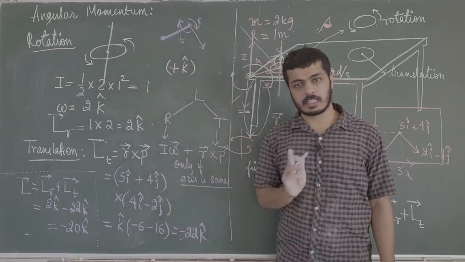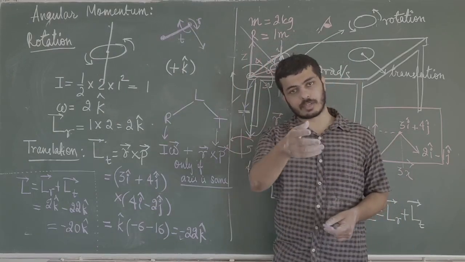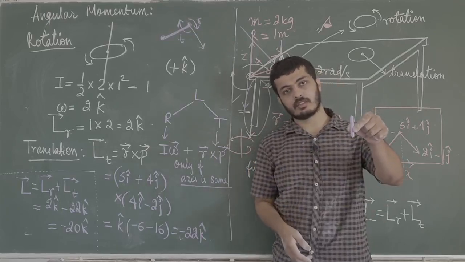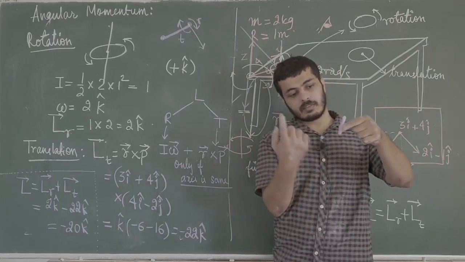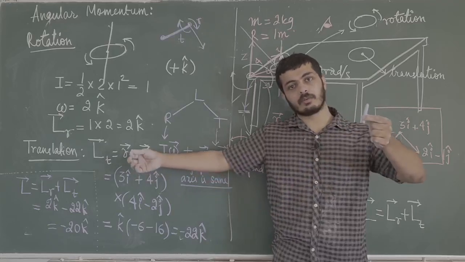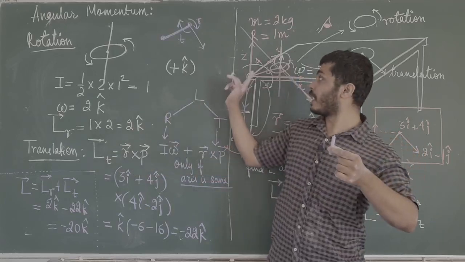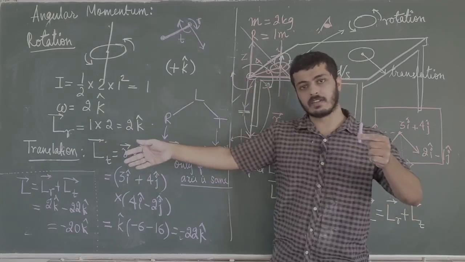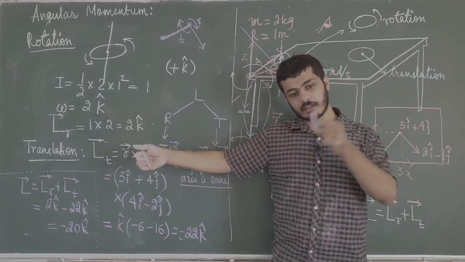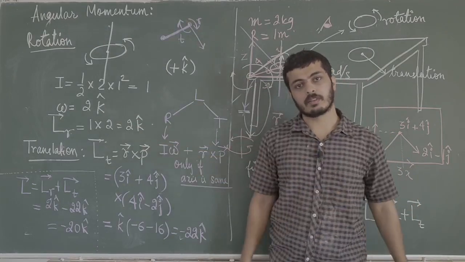In general, just keep in mind, if an object is translating and the object is rotating, find out the angular momentum of rotation about the center of the object, about the center of mass of the object. Also find out the angular momentum about the origin, or about whichever axis is given to you. In this case, the axis is the corner. So whichever axis is given to you, find out the translational angular momentum about the axis, find out the rotational angular momentum about the center of mass of the object, and add both of them together.